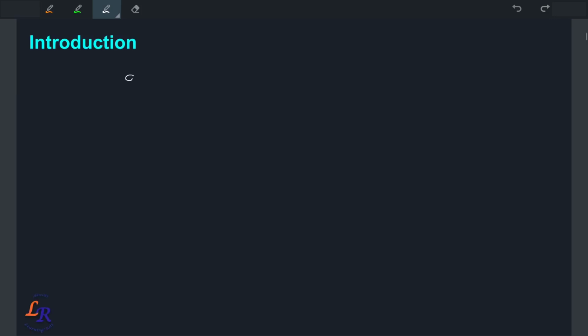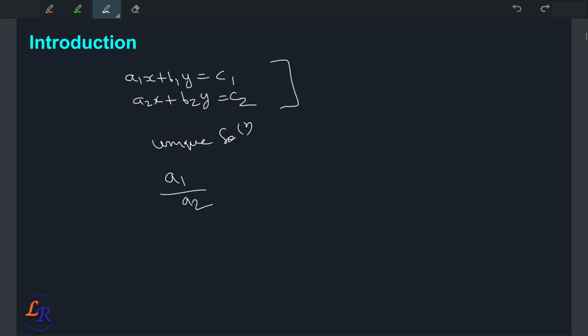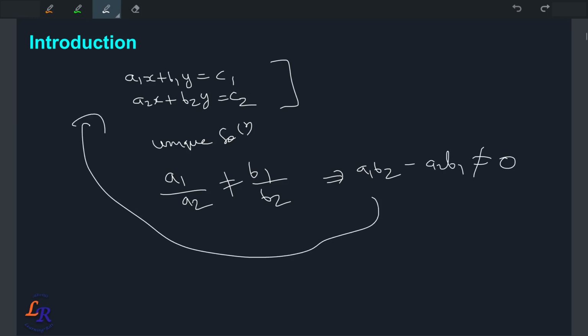For example, let's say we have linear equations like this: a1x plus b1y is equal to c1, and a2x plus b2y is equal to c2. As we know, this system should have a unique solution when a1 by a2 is not equal to b1 by b2. That we already know from your previous study. It means that if a1 b2 minus a2 b1 is not equal to 0, then this system would have a unique solution.